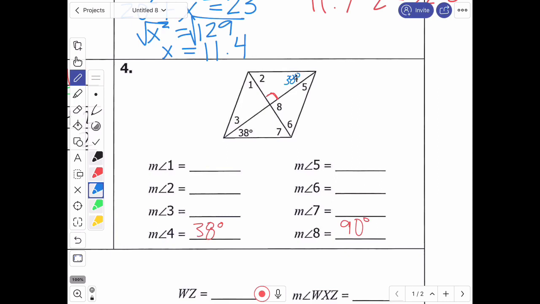So now I can figure out angle 2 pretty easily by doing triangle sum theorem, because angle 2 plus angle 4 plus this 90-degree angle should add up to 180, because this is a triangle right here. So I'm going to take 180 and subtract 90 from it and 38 to get that remaining angle 2. Okay, and I end up getting 52 degrees. So angle 2 is 52 degrees.